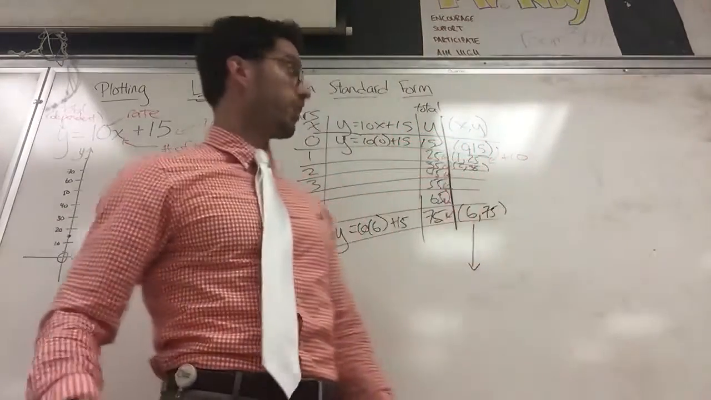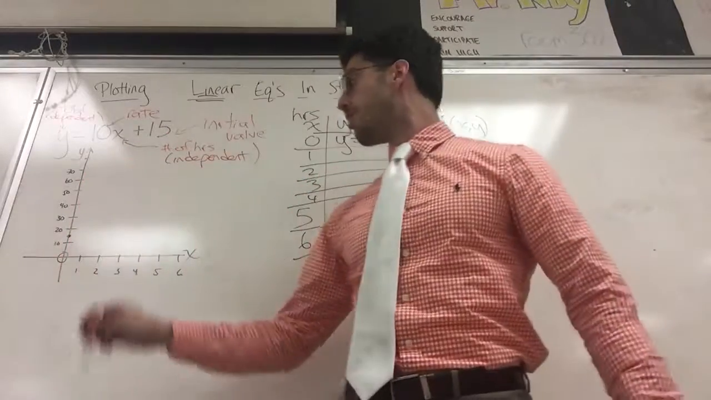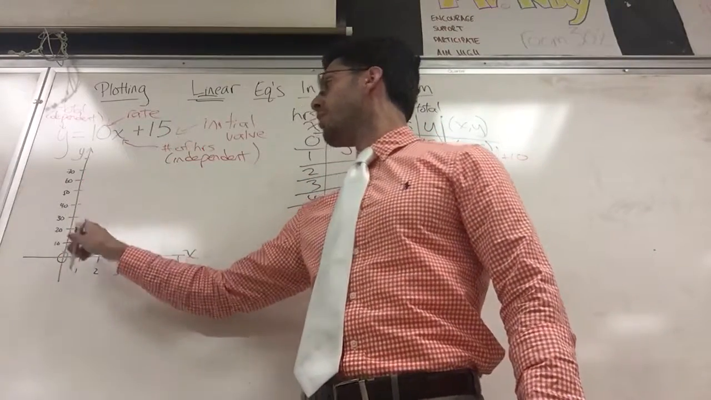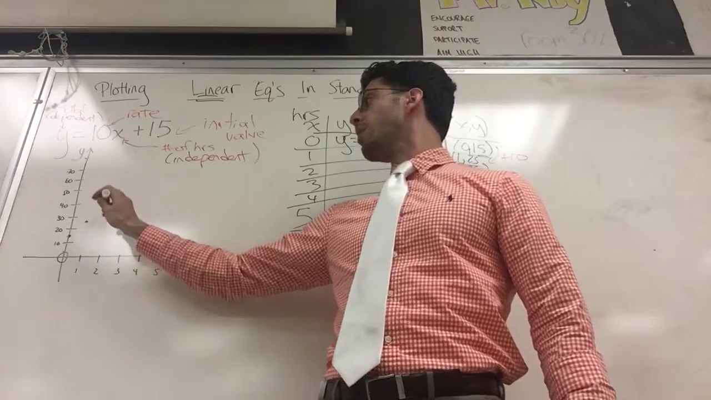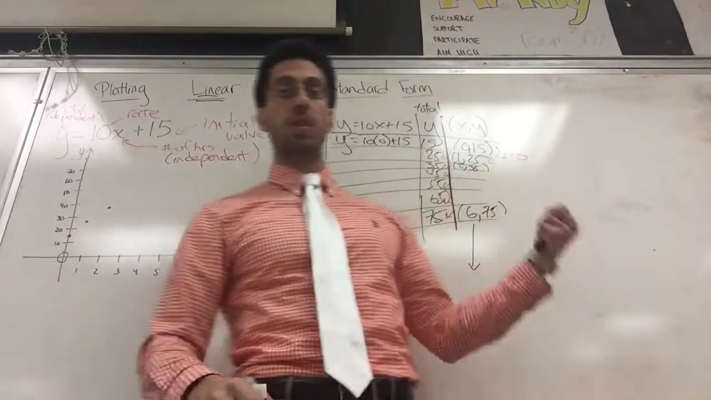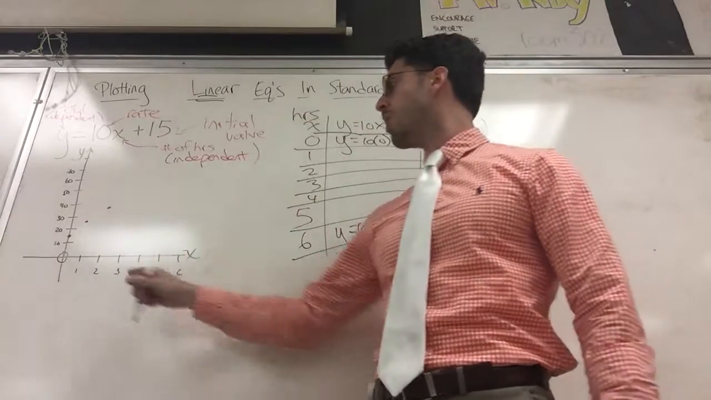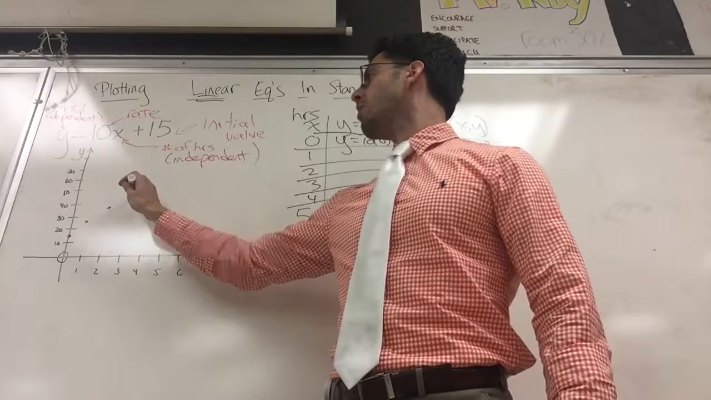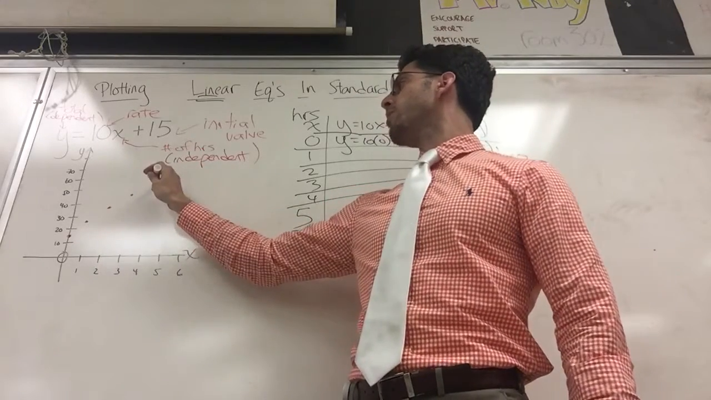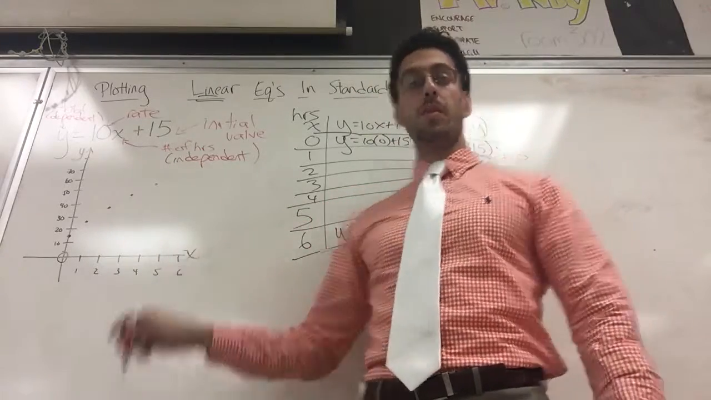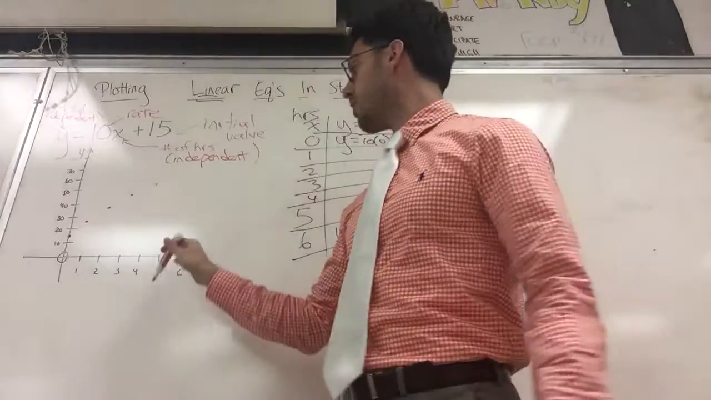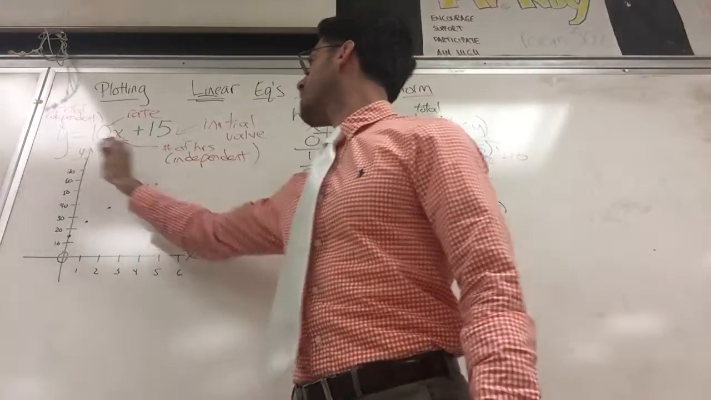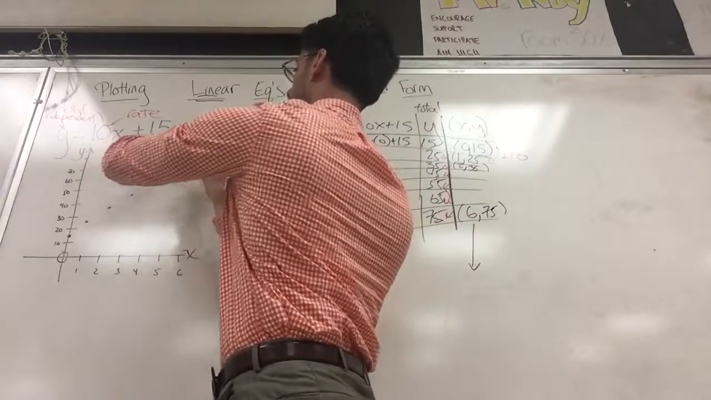Next, then comes what? I don't know, I'm in the way, right? 1 comma 25. 1 comma 25 is here. 2 comma 35. See, I don't have to look anymore. I already knew. Memorize the table. 3 comma 45. 4 comma 55. All the way to 6 comma 75. So 6, 75 should be here.